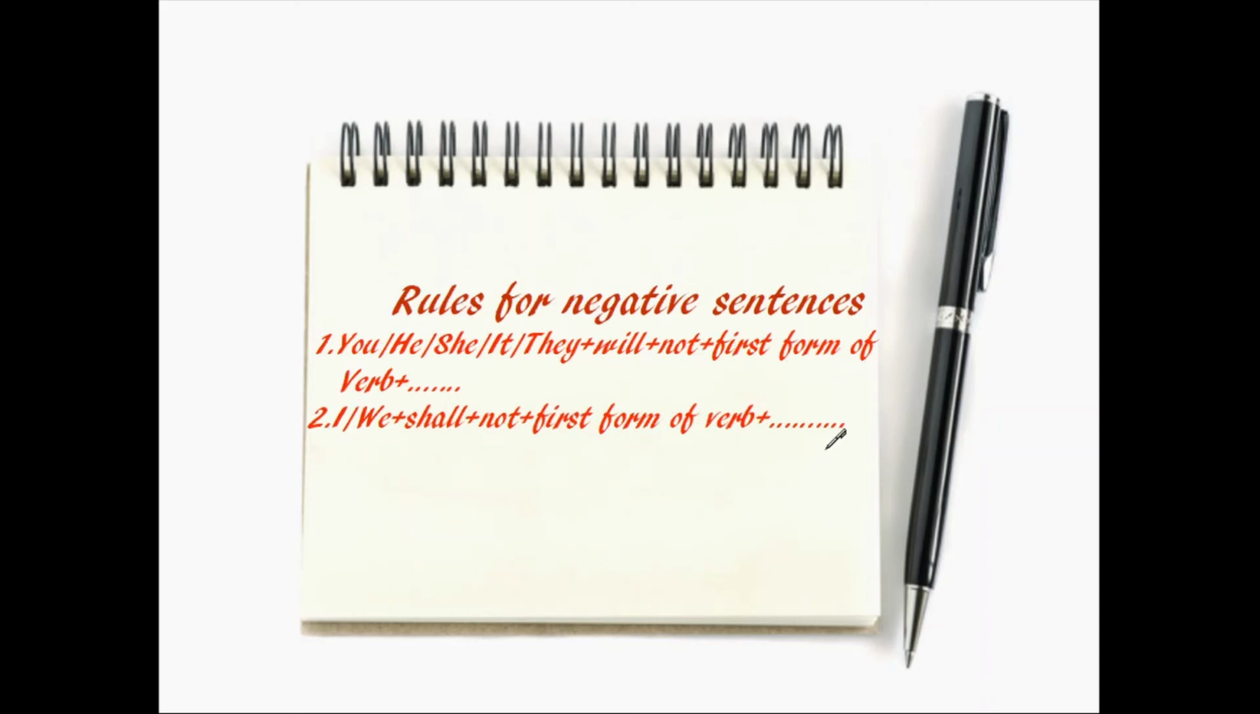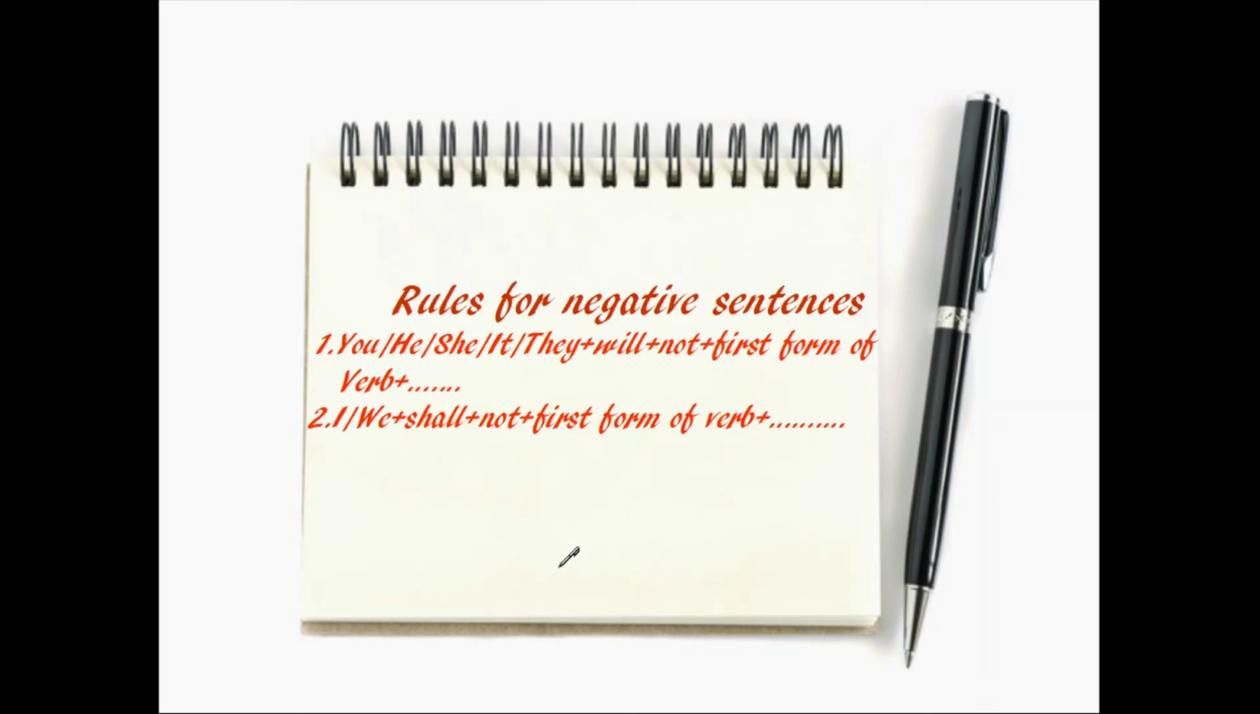Now here are the rules for negative sentences. First is you or he or she or it or they plus will plus not plus first form of verb, then the rest of the sentence. For example, she will not host dinner this evening. So she, then will not, host is the first form of verb, dinner this evening.